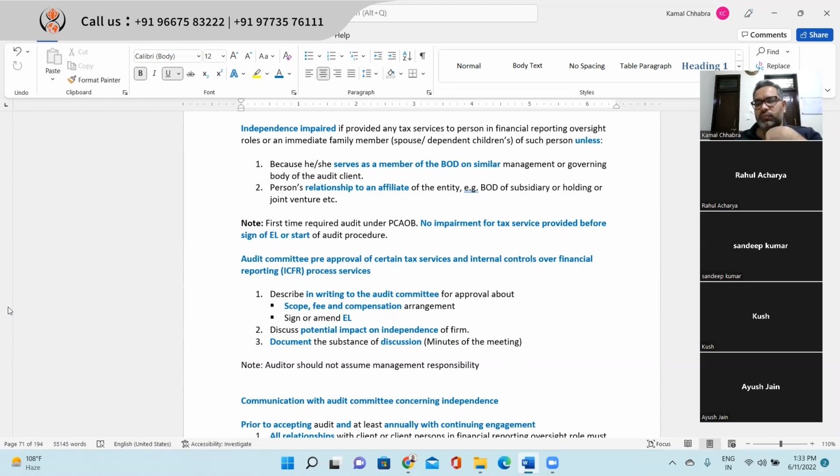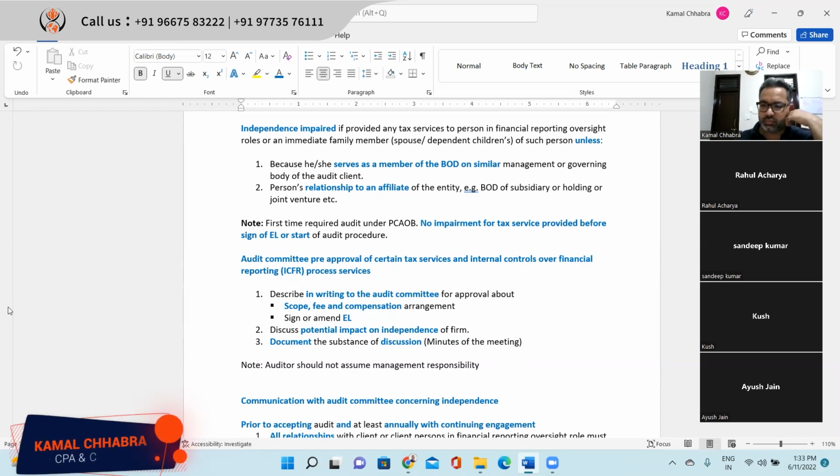In doubt, sir, is independence impaired if we are providing that service because he or she is a board of director? That is not the reason; these are critical areas that require deep assessment. Whether you are providing service only and only on account of their being a board director, and they have no other income from right, left, center.